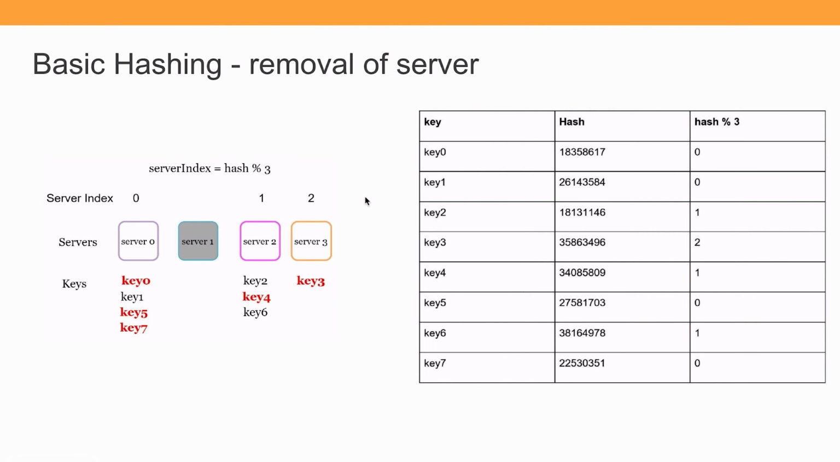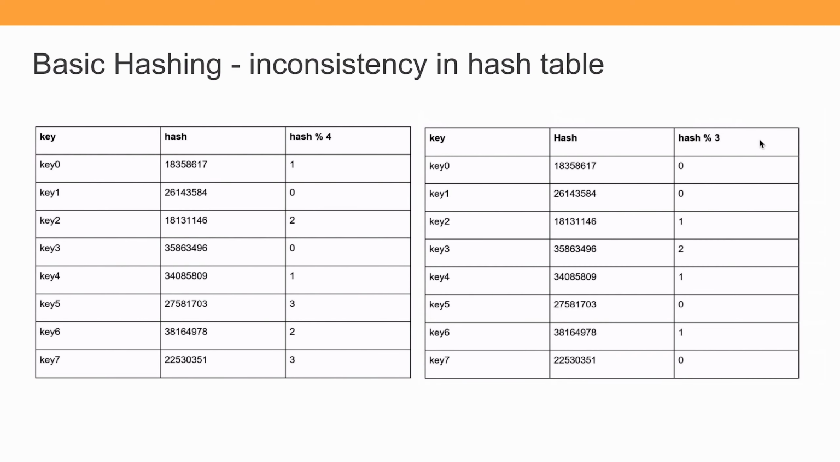So this is the problem here. We just removed one server and we have to update almost the whole table, or we need to recalculate the hash table again. The recalculation of the hash table due to removal of a particular server in the cluster causes inconsistency, and we are recomputing the whole hash table. If you see over here, we have to recompute the complete hash table. Let's see how we can improve on this problem, or how we can solve this problem.